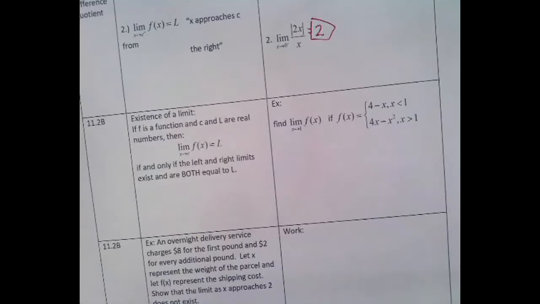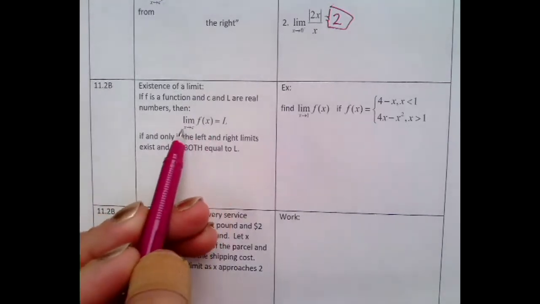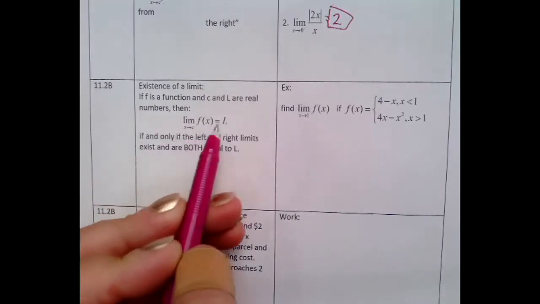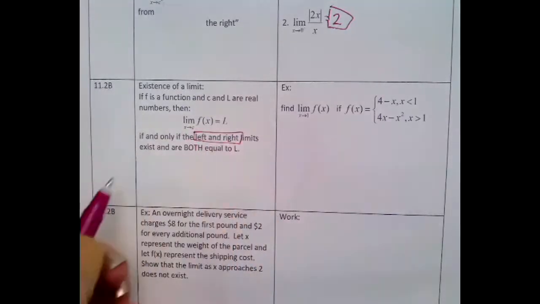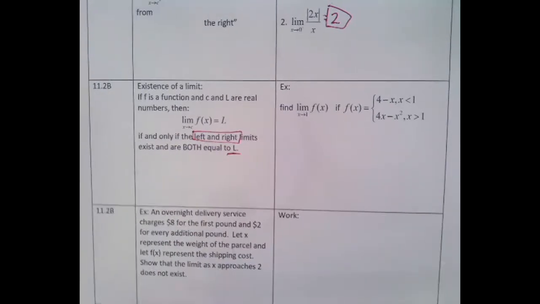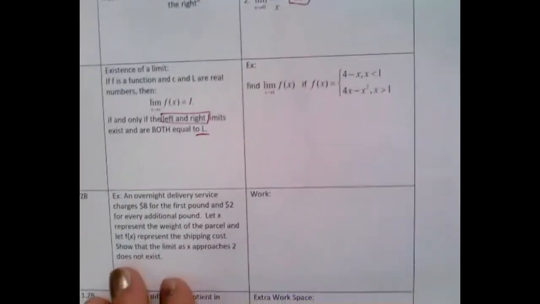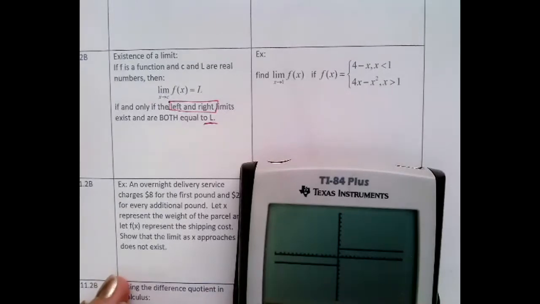It says existence of a limit. If f is a function and c and L are real numbers, then the limit of the function as x approaches c equals L if and only if both the left and right limits are equal to L, to the same number. So that's what we have to see: are these equal to the same number? Let's take a look at this next one.